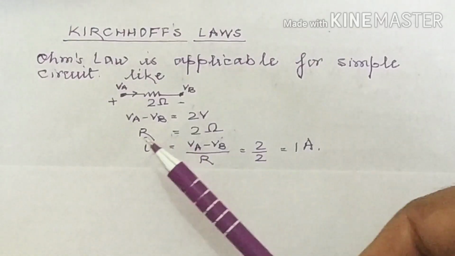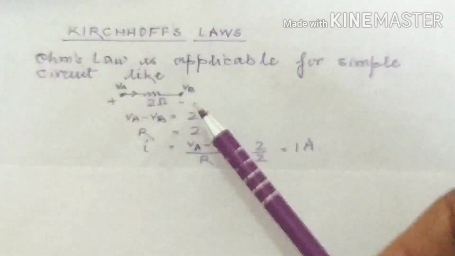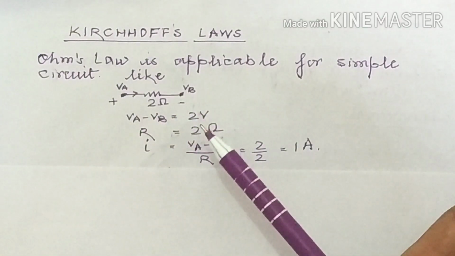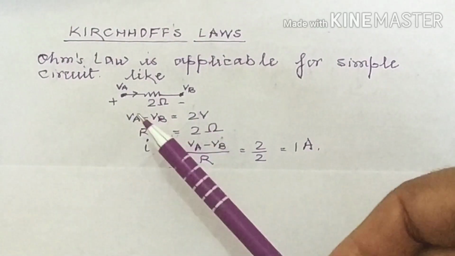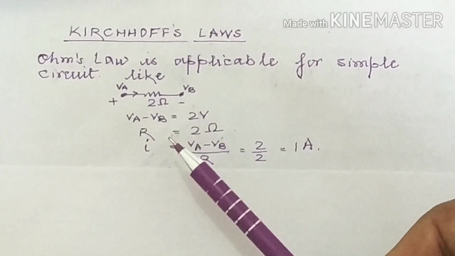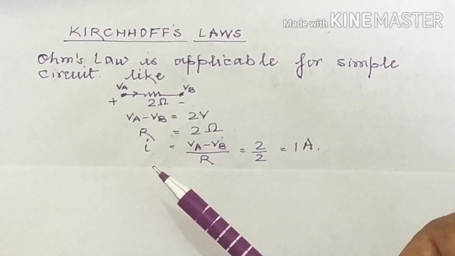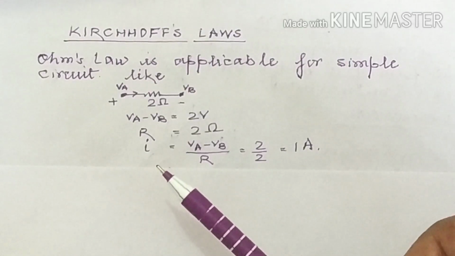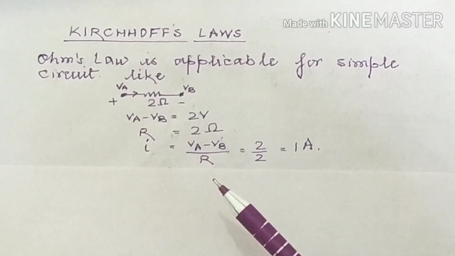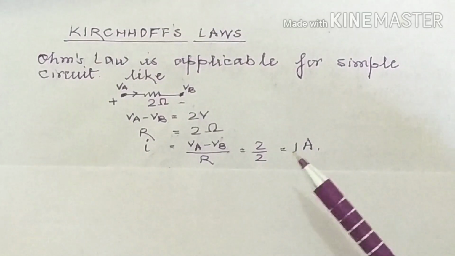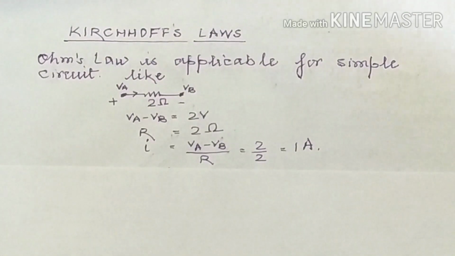As shown here, the 2 points have a potential difference of 2 volts, which is connected with a resistance of 2 ohms. Then to find out the current, we use simple Ohm's law: potential difference upon resistance, that is 2 upon 2, or 1 ampere.